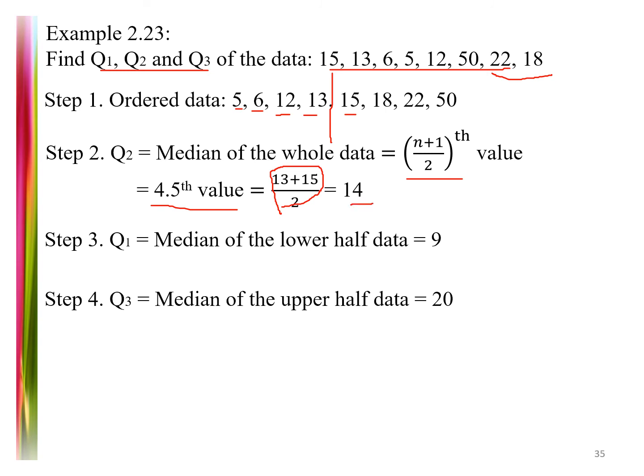Next, with this median, this is the lower half of data and this is the upper half of data. Q1 is the median of the lower half of data. In this case we have 4 observations, so 4 plus 1 divided by 2, 5 divided by 2, is 2.5. So that position means 6 plus 12 divided by 2, which is equal to 9. Similarly here, 18 plus 22 divided by 2 is 20. Okay, so this is a simple example.